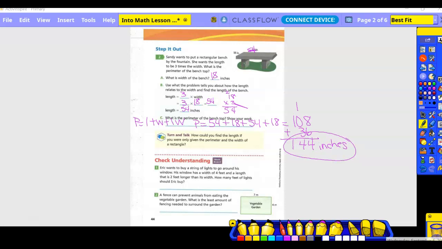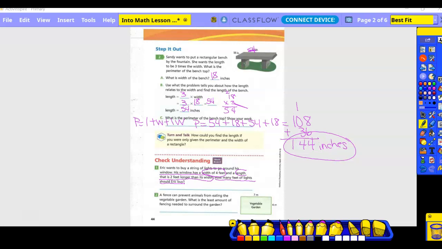Check understanding number 1. Eric wants to buy a string of lights to go around his window. His window has a width of 4 feet and a length of 2 feet longer than its width. So is the width 2 feet? No. So how many feet of light should Eric buy? We have a width of 4 feet, we need to circle the information, a length that is 2 feet longer than the width, and then we're looking for how many feet of light Eric should buy. On your problems today, you are going to get counted for writing the formula. I want to see the formula on every one of them.